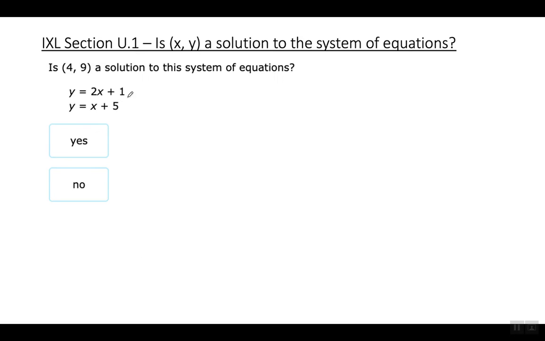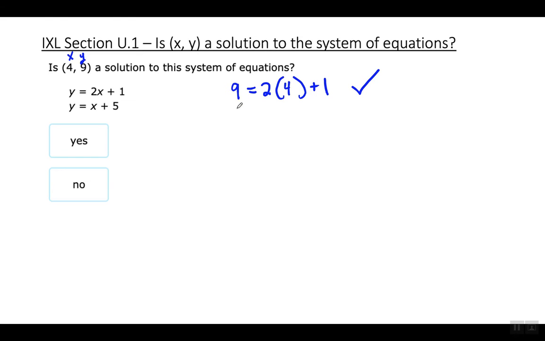All right, let's look at the next example. Again, I'm going to substitute for x and y this 4 and this 9, to see if it's a solution to this system of equations. When I substitute the 4 and the 9, on the top you're going to get 9 equals 2 times 4 plus 1. Obviously 2 times 4 is 8, and 8 plus 1 is 9. So yes, this one works.